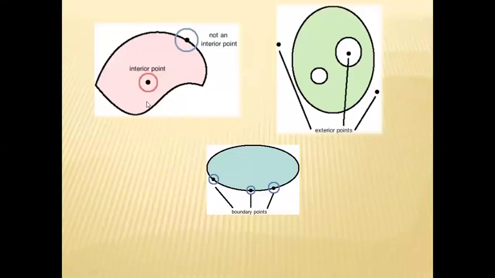Okay, next we see the diagram of the interior point, exterior point and boundary point. In the first diagram, an interior point means a point inside the circle. A boundary point is not an interior point. The exterior means not inside, so a point outside the circle is called an exterior point. Next, boundary means the boundary line, so points on the boundary line are called boundary points.